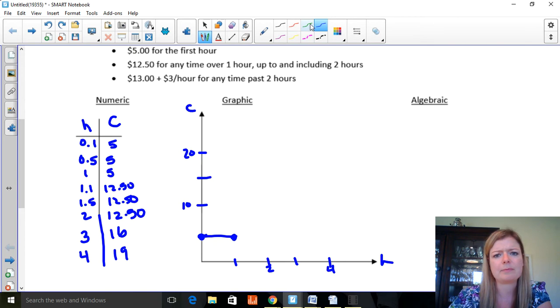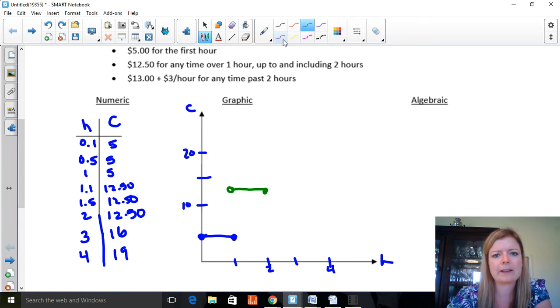So I'm going to put a closed dot there to say that at 1, I would go up to 5 bucks. But starting at just over 1 hour, I'm going to be all the way up here at $12.50. So right above 1 hour, directly above, I'm going to put the open circle at $12.50 to show that any time past there, I start at $12.50, but I don't at exactly 1 hour. And that's going to go all the way till 2 hours, where it's a closed dot because 2 hours is also $12.50, and that's going to be there.